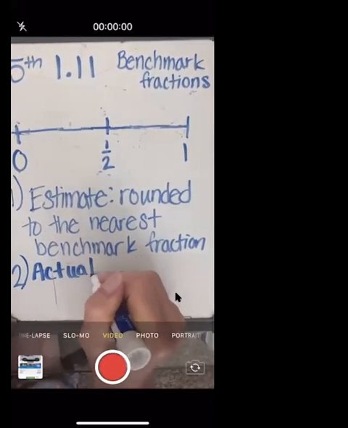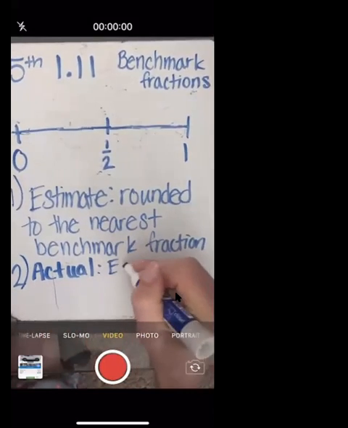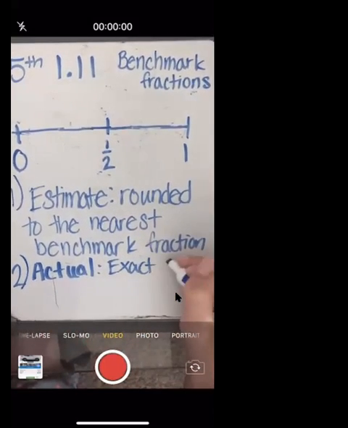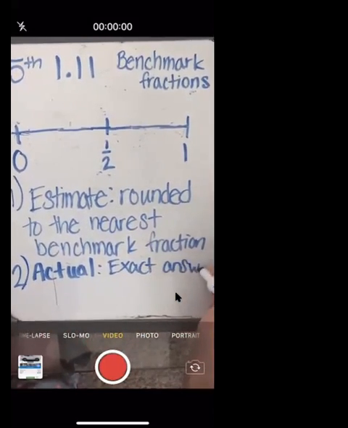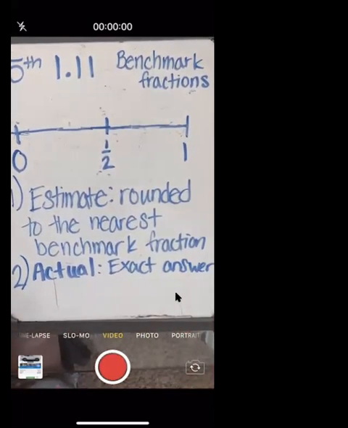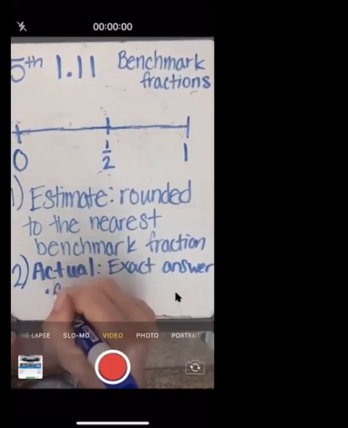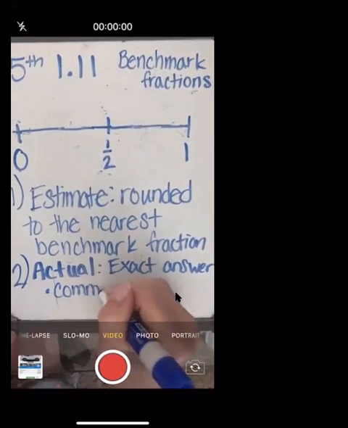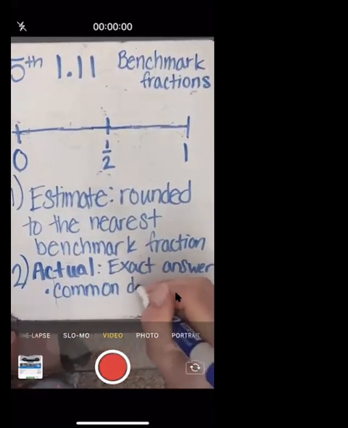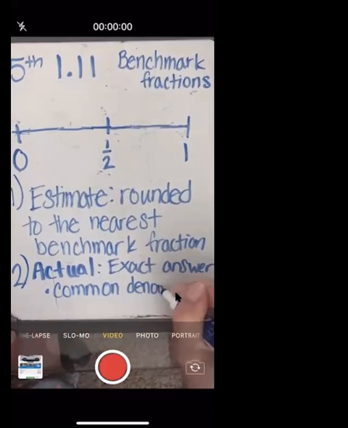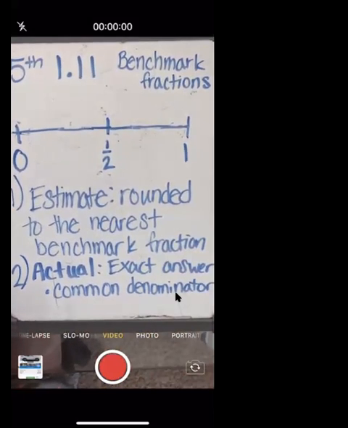And then this is your exact answer. This is where you're actually going to have to find a common denominator. Remember, when you're doing your estimation, you don't need to find a common denominator. You're just getting close. And then your actual, that's where you actually have to solve it.